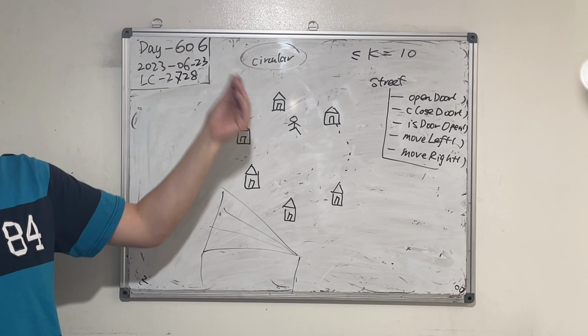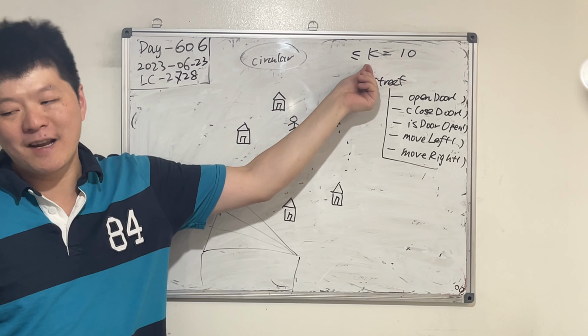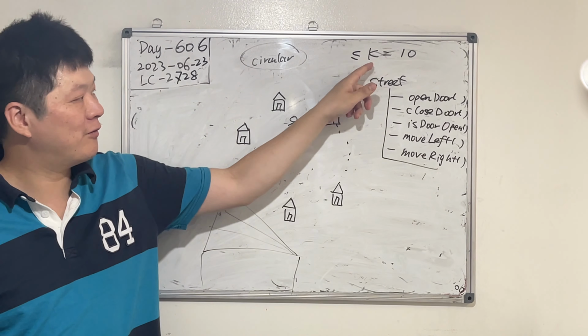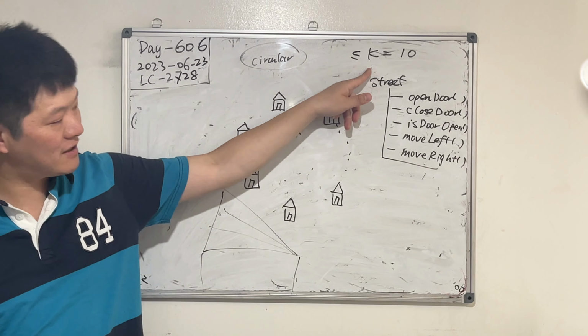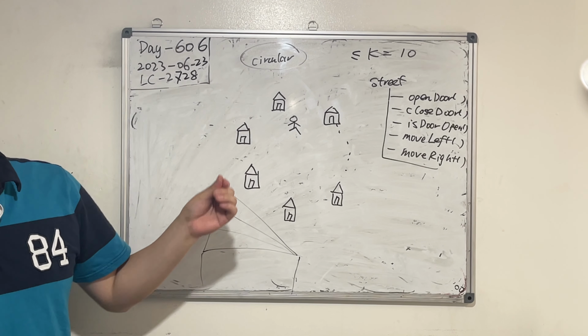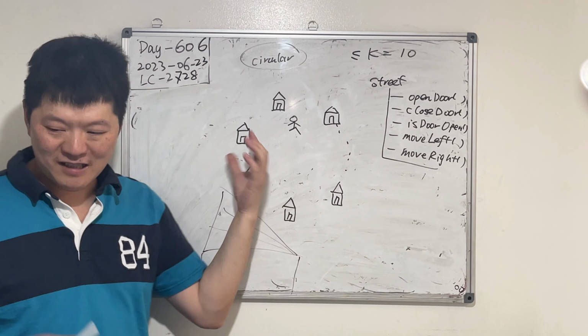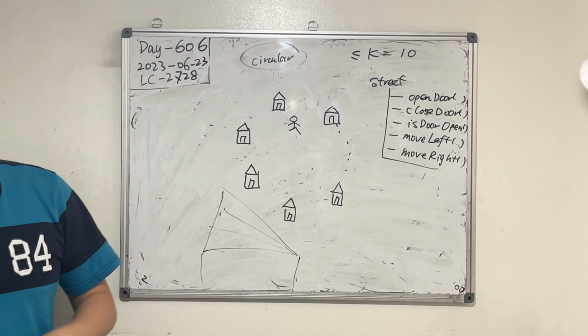Initially, the doors could be open or closed. There are no more than k houses. This is a very important given condition. We want to know how many houses there are, so how can we design an algorithm to check that?